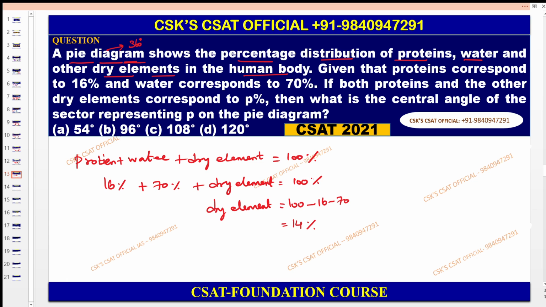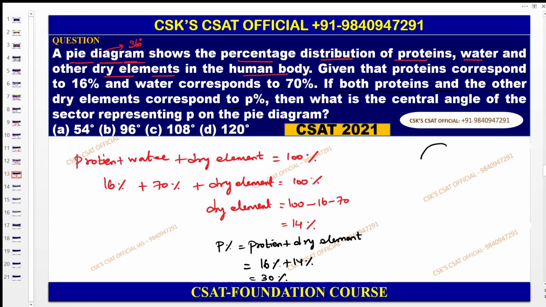Now remember this one. Protein plus dry element corresponds to P percentage. We need to find the central angle of the sector representing P on the pie diagram. First of all, you find out what P percentage is. What is P percentage? 16% plus 14%, which is equal to 30%.